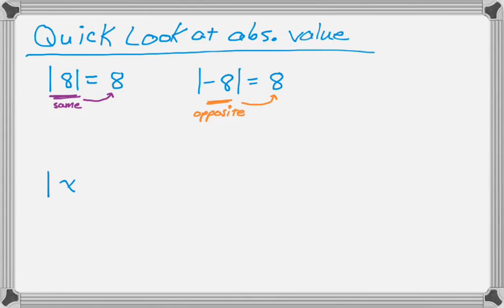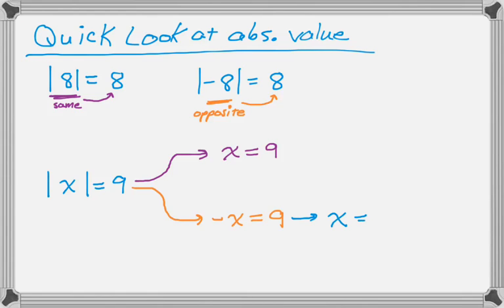So, for example, if I have the absolute value of x equals 9, well, I know that two things are true. Either the thing in the absolute value, which is x, is equal to 9 by itself, or the opposite of the thing in the absolute value, or the opposite of x, is equal to 9. If the opposite of x is equal to 9, then multiply through by negative 1, and you get that x equals negative 9. Okay, so that's the basic idea.